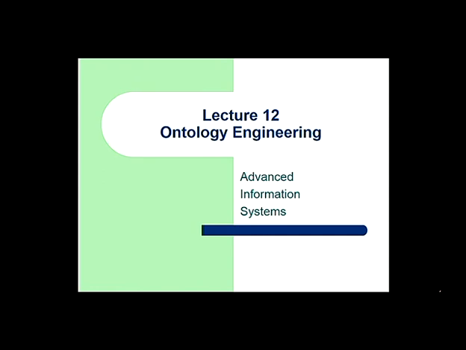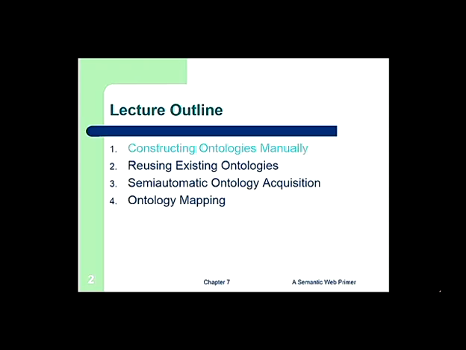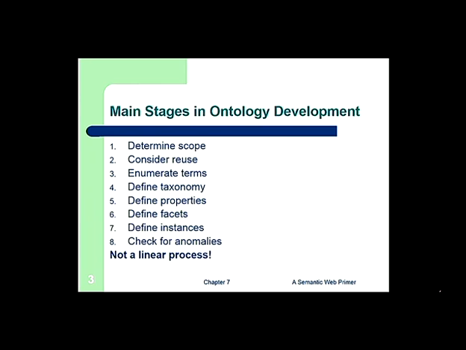Today our topic is Ontology Engineering. We'll talk about the manual process for developing ontologies. We'll see how we can reuse existing ontology in our ontology engineering process. Then we'll talk about semi-automatic ontology acquisition, and finally we'll see how to map different ontologies to describe a particular domain of interest. These are the main stages in ontology development.